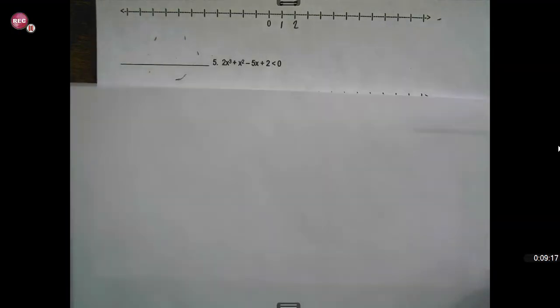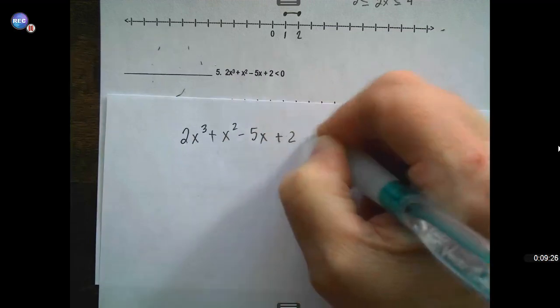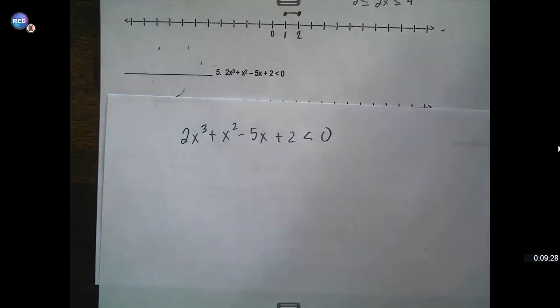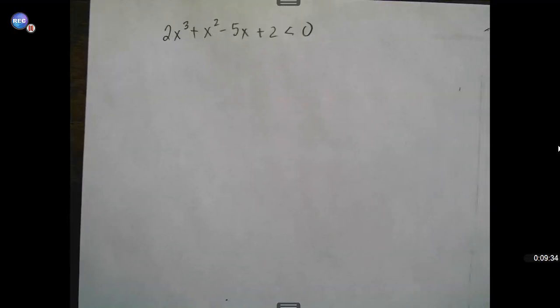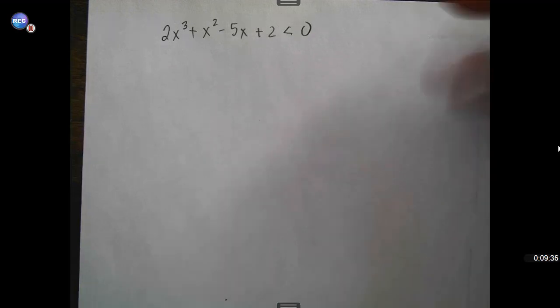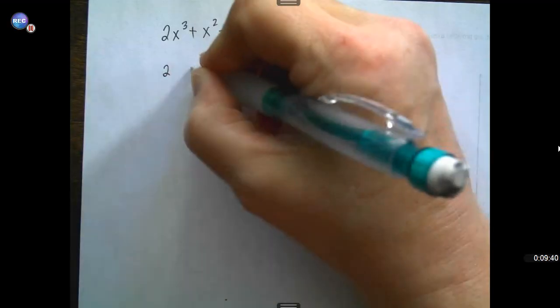Number 5, I'm going to actually do that on another piece of paper. I don't think I left myself enough room there. Minus 5x plus 2 less than 0. So we need to factor this before we can figure out how we're going to graph and what the solution will be. So I'm going to do some synthetic division.